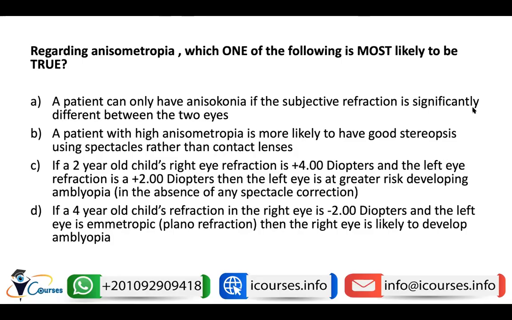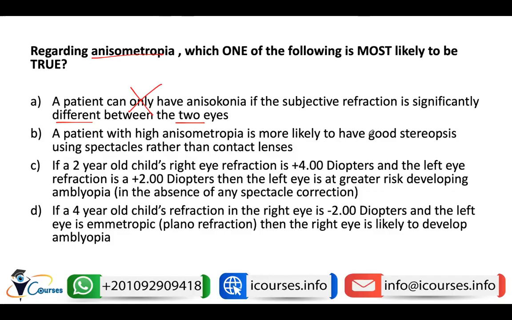Okay, let me just give you some clues about the answers in this question. Regarding anisometropia, a patient can only have aniseikonia if the subjective refraction is significantly different between the two eyes. Well, the subjective refraction is actually one of the reasons why patients can develop aniseikonia if there is a significant difference between both eyes. But it is not the only reason. There are some anatomical reasons that will cause aniseikonia rather than the refractive reasons. So this is what makes A wrong.